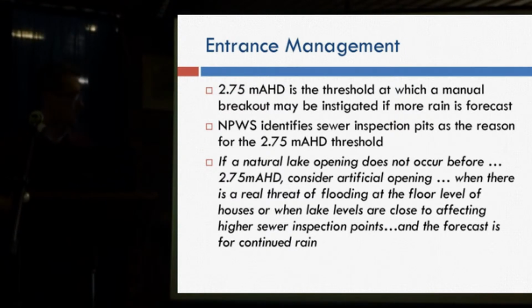So I think I've probably said most of those things on this slide already. The reason 2.75 is selected is identified in the management strategy as being because there are some sewer inspection pits that can overflow above that point. So we rise up there and we start getting sewage floating around. And there's the quote out of the management strategy which says exactly what their policy is, which is when there's a real threat of flooding at floor level of houses or lake levels are close to affecting higher sewer inspection points, and the forecast is for continued rain. So without a forecast for continued rain, they might decide to leave.